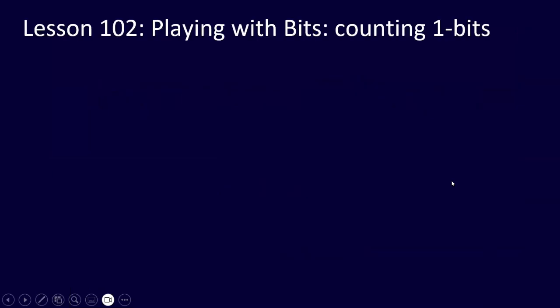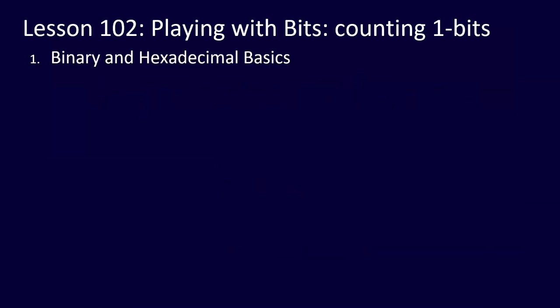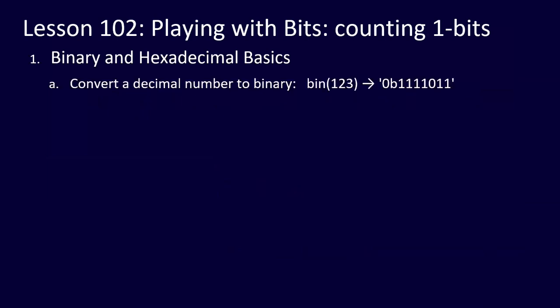Let's see what we're going to do today. Today's topic is playing with bits. Counting 1 bits. We're going to learn about the binary representation of decimals, of any numbers. I hope you know something about binary representation. Usually binary numbers are expressed using only zeros and ones, and we can express any numbers in zeros and ones by changing it to binary representation.